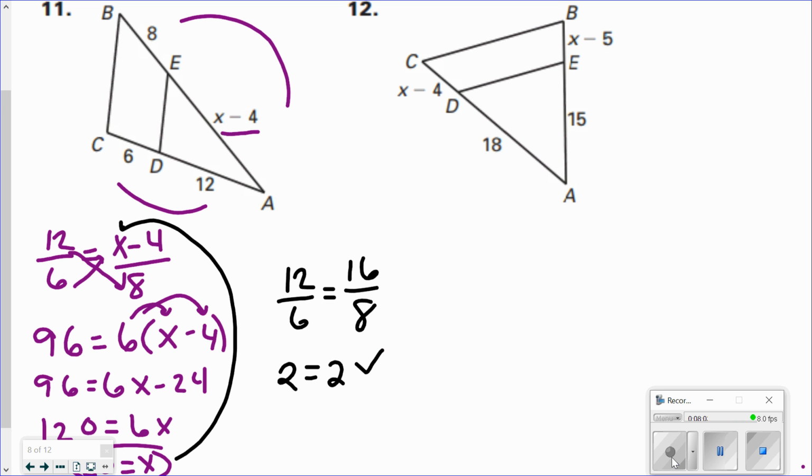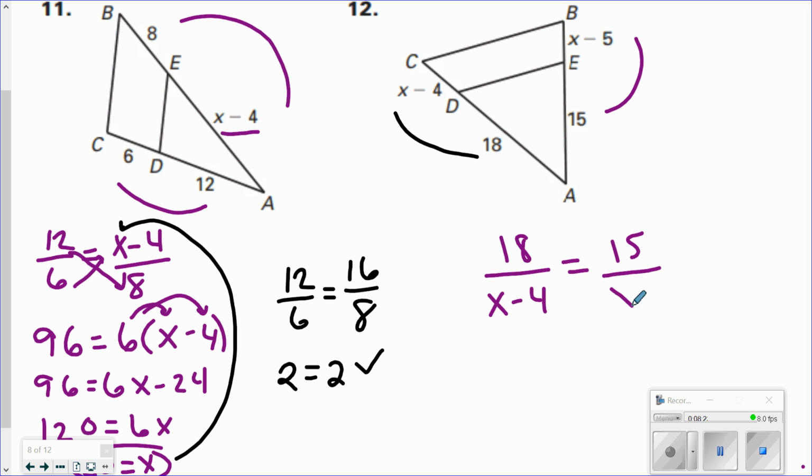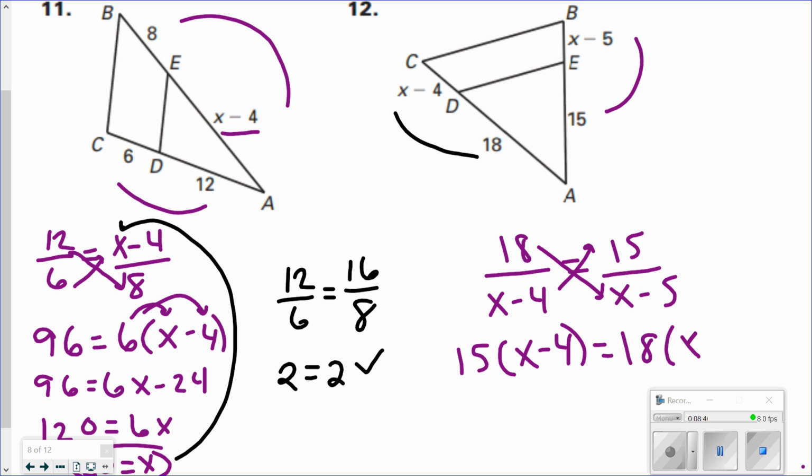Now let's look at our next example. I want to do the same thing, set up my ratio. So I'm going to have 18 divided by x minus 4. That is going to be equal to these two sides, 15 divided by x minus 5. I want to cross multiply. And remember, I'm going to rewrite this as 15 times the quantity x minus 4 is equal to 18 times the quantity x minus 5. And I'm only doing this so I don't forget to distribute.